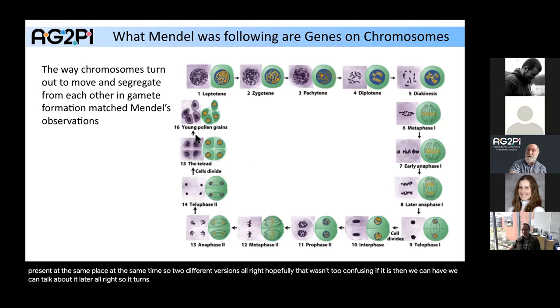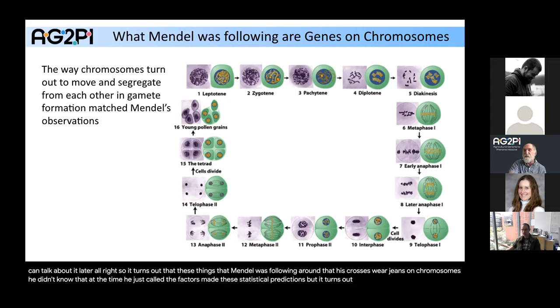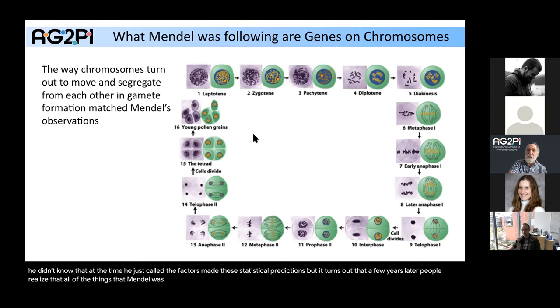All right, so it turns out that these things that Mendel was following around in his crosses were genes on chromosomes. He didn't know that at the time. He just called them factors, made these statistical predictions. But it turns out that a few years later, people realized that all of the things that Mendel was predicting and describing in his peas, it was also what people could see once they had microscopes that were good enough to see chromosomes. And so when you look at the way that gametes get formed in the process of meiosis, it's a cell division process in which the chromosomes first find each other and line up with their mates.